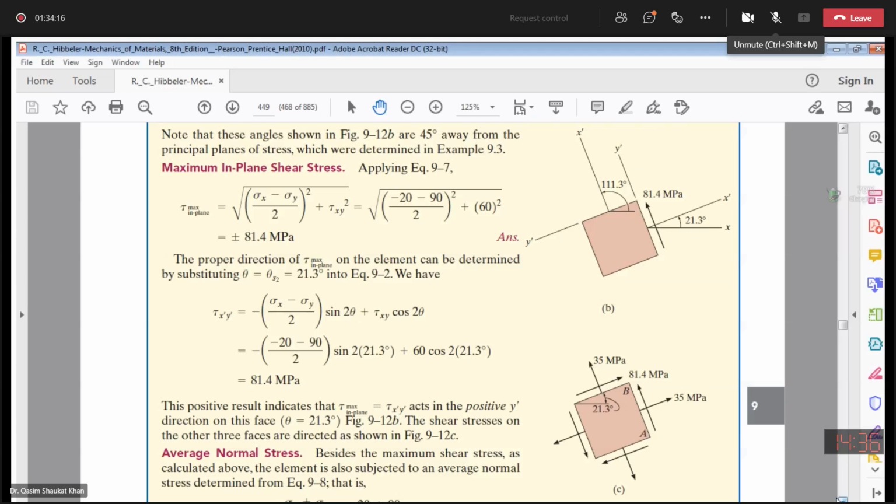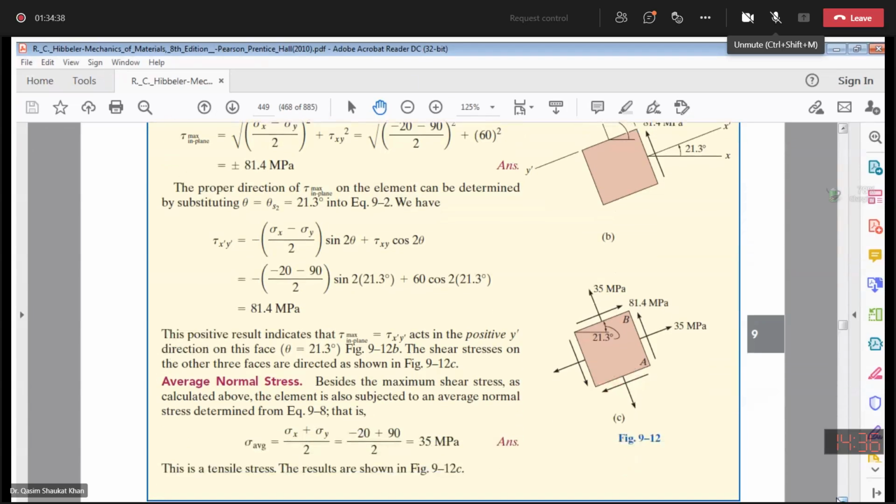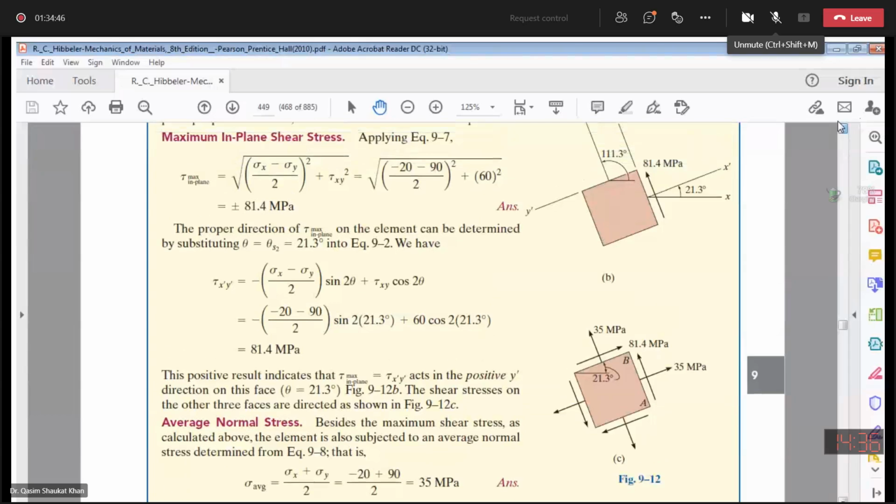The next thing we have to calculate is the average normal stress. Average normal stress, that is sigma x plus sigma y over 2. So sigma x is minus 20 megapascals, sigma y is 90 megapascals, divided by 2. Minus 20 plus 90 is 70, 70 over 2 is 35 megapascals. So our average normal stress is 35 megapascals. And then we have to represent this on the figure.